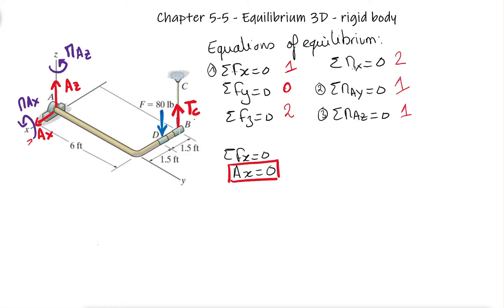Now let's do the sum of the moment about y equal to 0. So what creates the moment about y? We are at the point A, so no moment from AZ, no moment from AX, no MAX, no MAZ. So that's about this axis there.